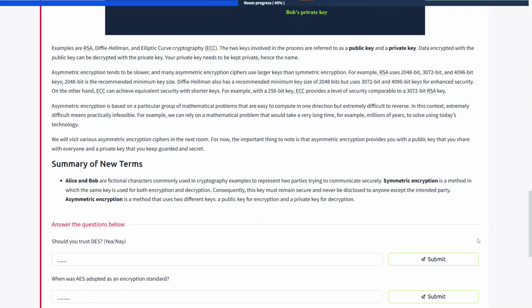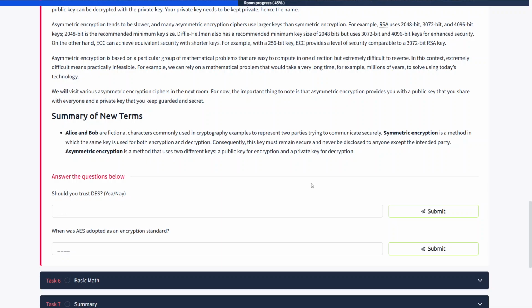Okay, asymmetric encryption is based on a particular group of mathematical problems that are easy to compute in one direction, but extremely difficult to do in reverse. In this context, extremely difficult means practically infeasible. For example, we can rely on a mathematical problem that would take a very long time, for example millions of years, to solve using today's technology. We will visit various asymmetric encryption ciphers in the next room. For now, the most important thing to note is that asymmetric encryption provides you with a public key that you can share with everyone and a private key that you keep guarded and secret.